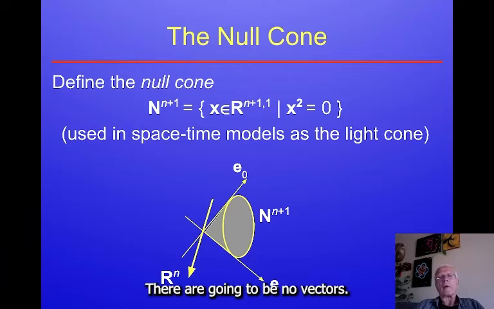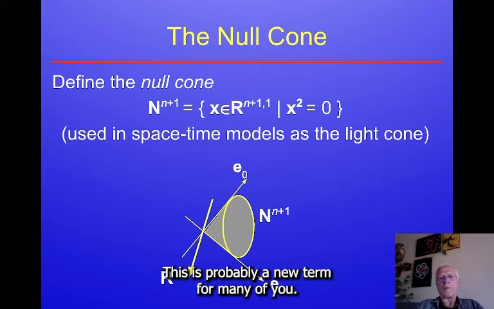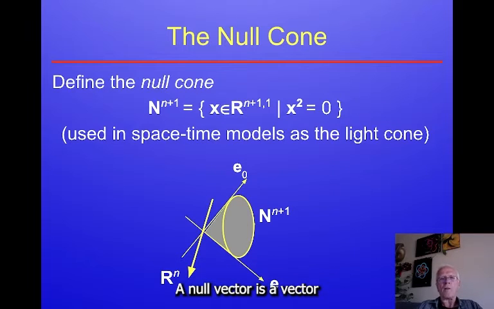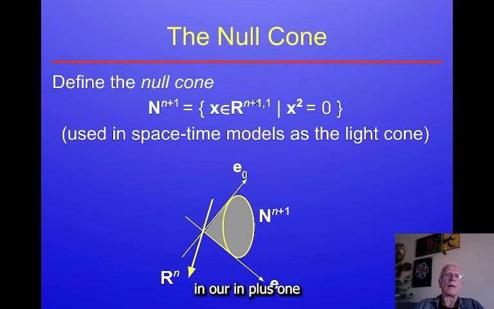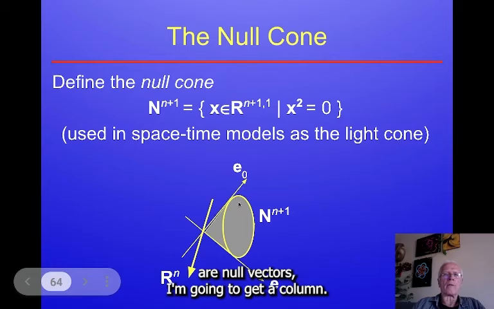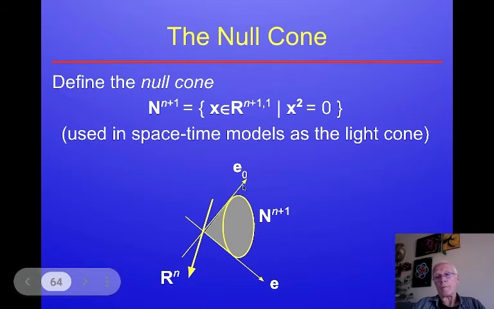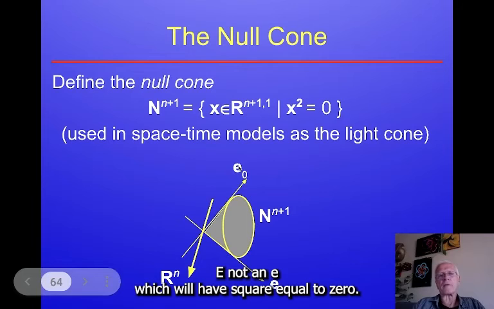They are going to be null vectors. This is probably a new term for many of you. A null vector is a vector which is non-zero but has length 0. Its square is 0. So if I look at the vectors in R^(n+1), and I look at all of those vectors that are equal to 0 in their square, knowing that E naught and E are null vectors, I'm going to get a cone. This is the combination of all vectors E naught and E, which will have square equal to 0.